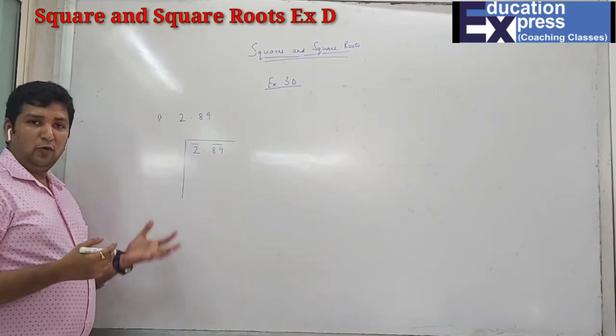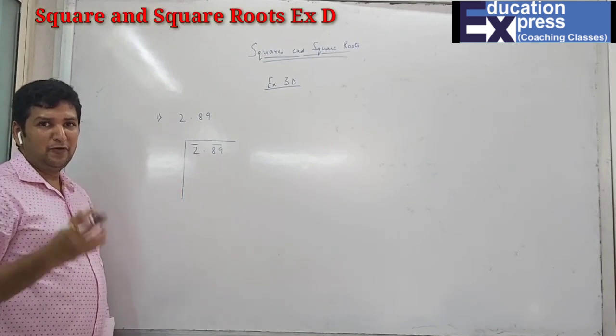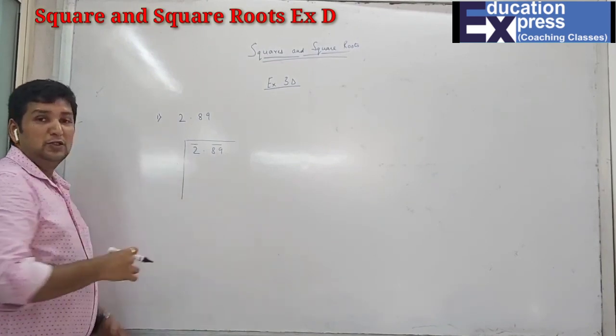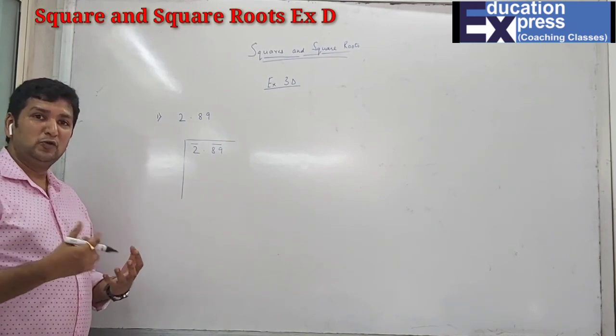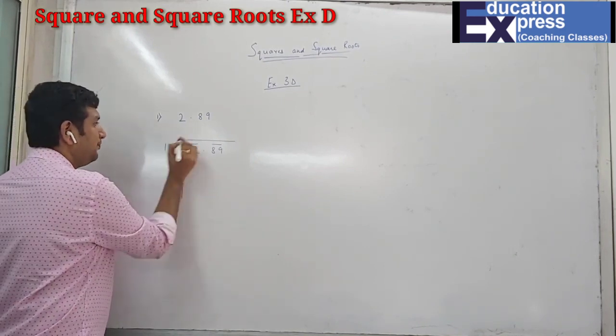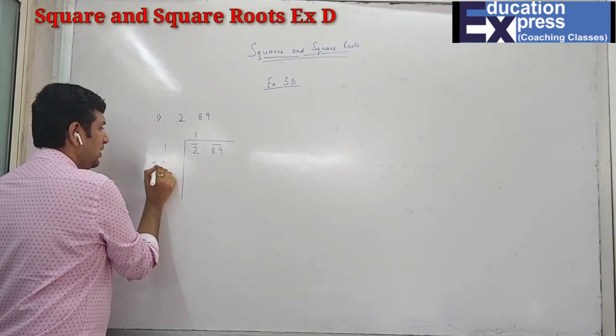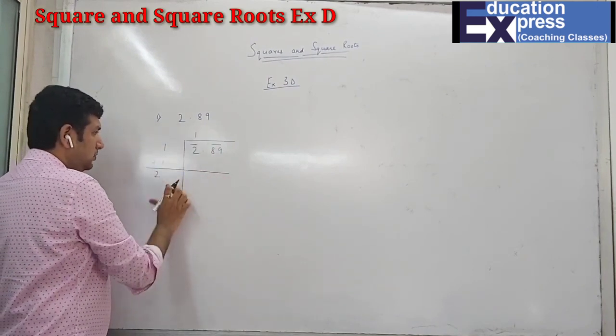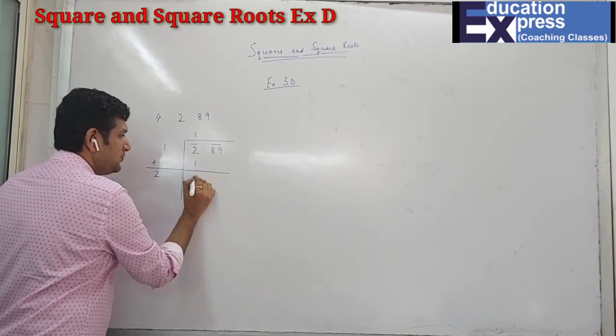As I've told you, the method will be same. The only difference over here is that we have a decimal in the question. So now 2. Which number has a square before 2? 1. 1 ones are 1. Then plus 1. Obviously the number you multiply, I have to add also, 2. And here will come 1. 2 minus 1 is 1.